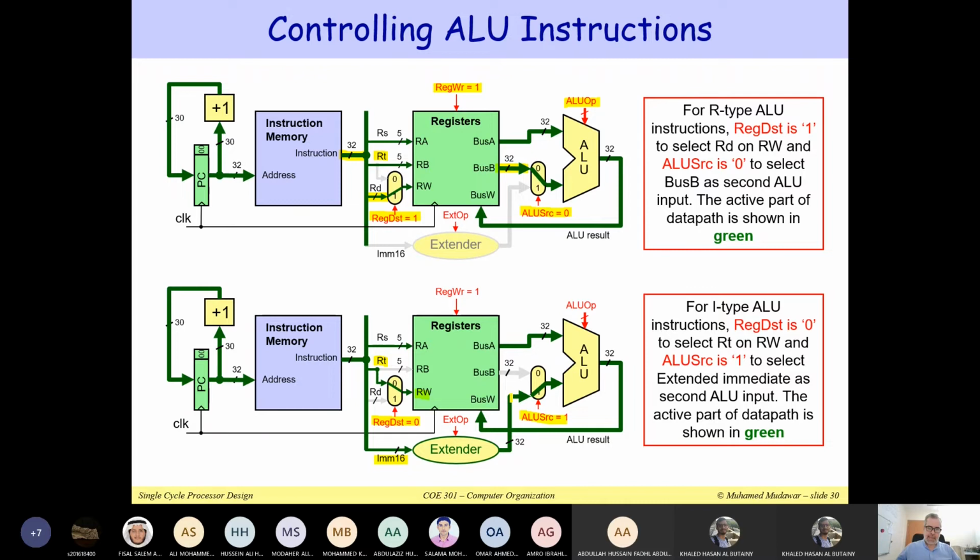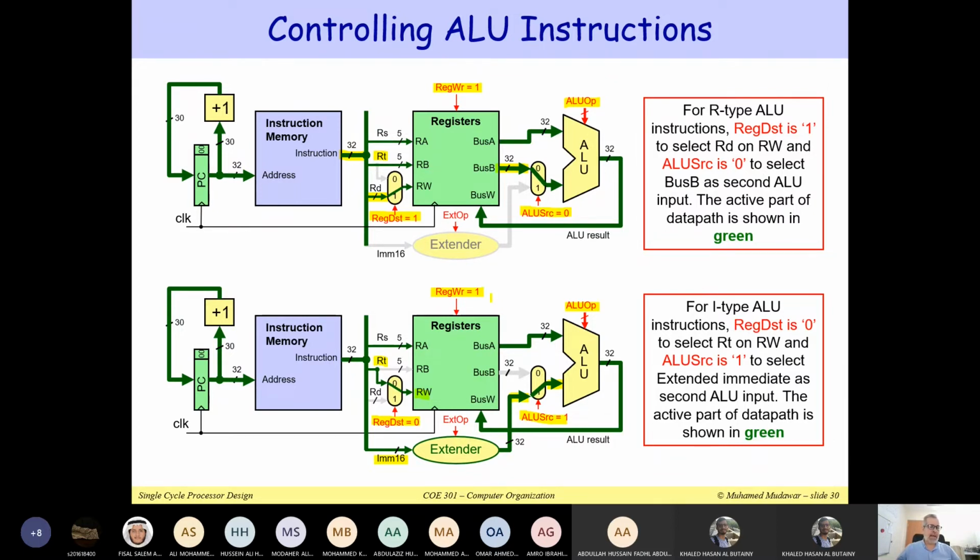So we're going to select the extended immediate, which becomes my second ALU input. Okay, so the immediate itself is my second ALU input. And notice that ALU source is equal to 1. The ALU operation will depend on the opcode itself because there is no function code. And the register write will be equal to 1, indicating that we are going to enable the writing of the register file in the case of an ALU immediate instruction.